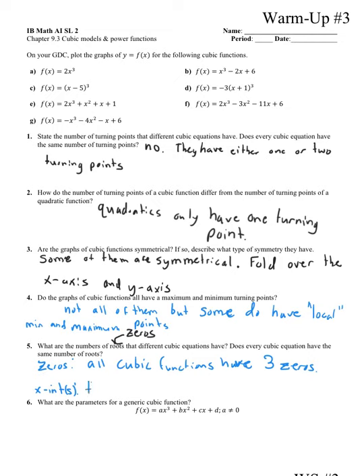X-intercepts, they can have 1, 2, or 3. Or actually it's just 1 or 3. I don't know, yeah, 1, 2, or 3 x-intercepts. None of our examples today had 2, but yeah.